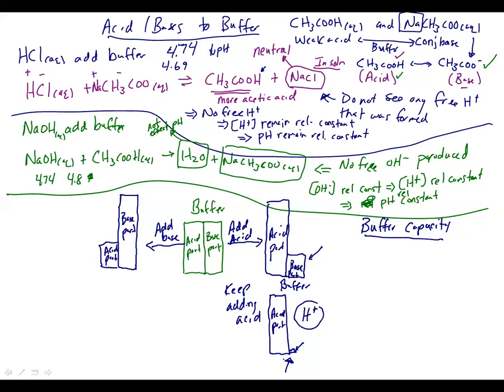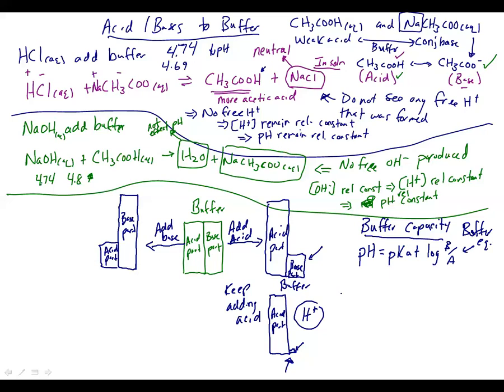And usually when we make a buffer, how do you know what's a good choice of a weak acid and a conjugate base, or a weak base and conjugate acid, to make a buffer? You actually can use the Henderson-Hasselbalch equation, which really is the equation that we use for buffers. So this really is our buffer equation.